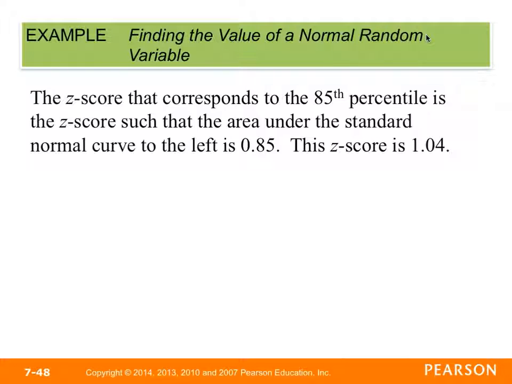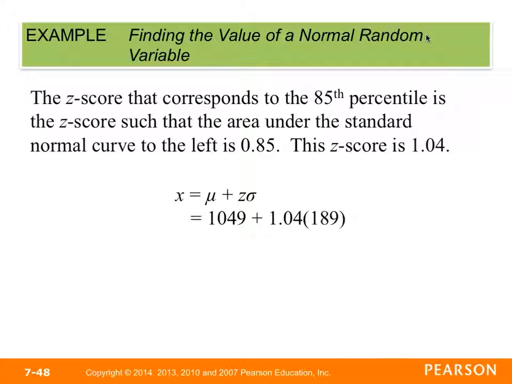So if you start looking in the actual body of the table, we want to find the number that's closest to 0.85. Okay, so you're looking in the actual body of the table for 0.85. And if you look for it, I think you should find it at 1.0 and then all the way over to 4. You get 0.8508. That's the closest number to 0.85, so we're going to use that one. So that means that a z-score of 1.04 corresponds with the 85th percentile.